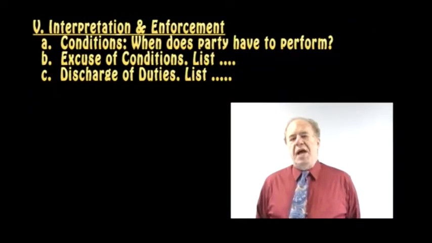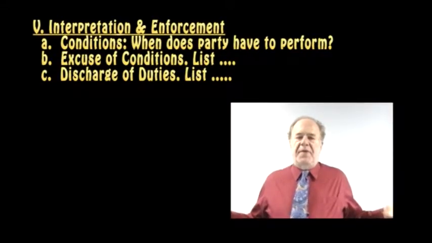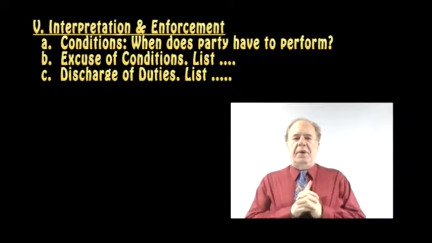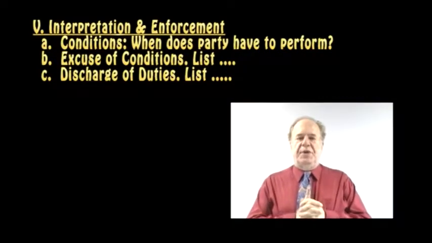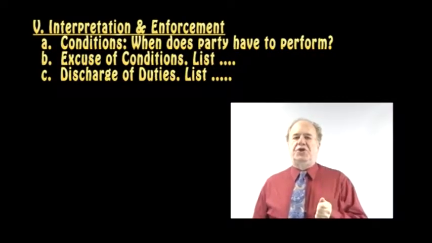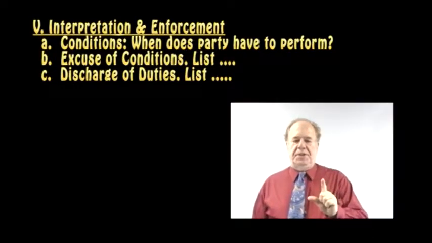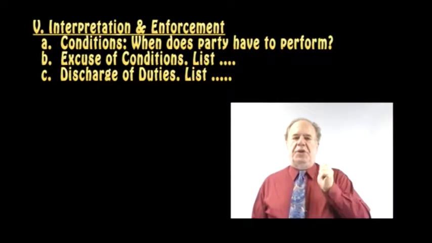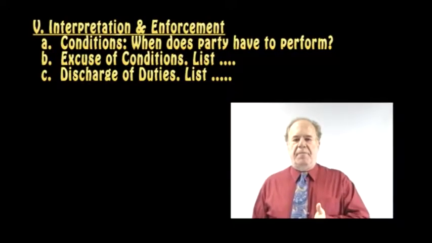Now, if you were not a law student, you might think, well, that's it. Now we have a contract, now people have to perform. But now we really come to what is the big central issue of contracts: conditions. Are there any conditions, especially conditions precedent, things that must happen before a party has to perform?